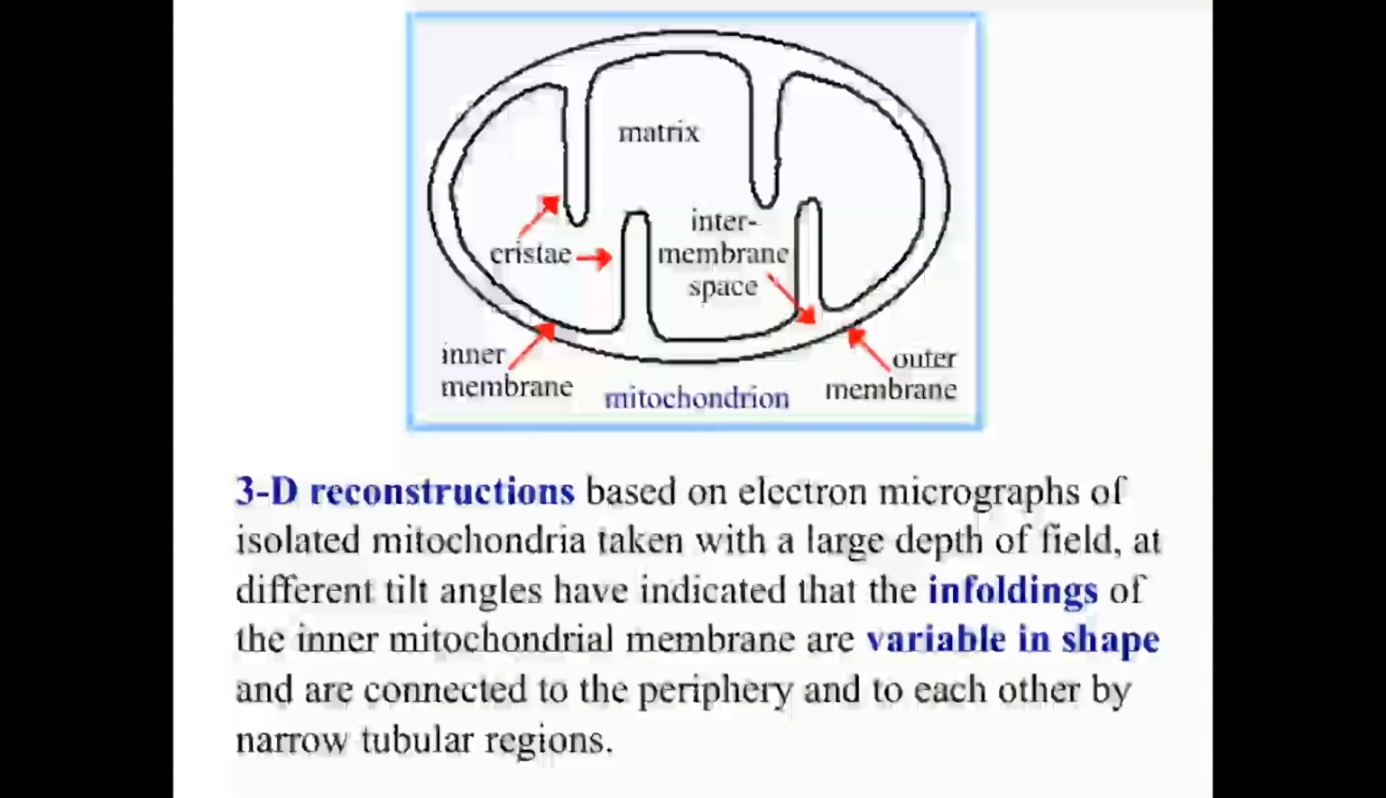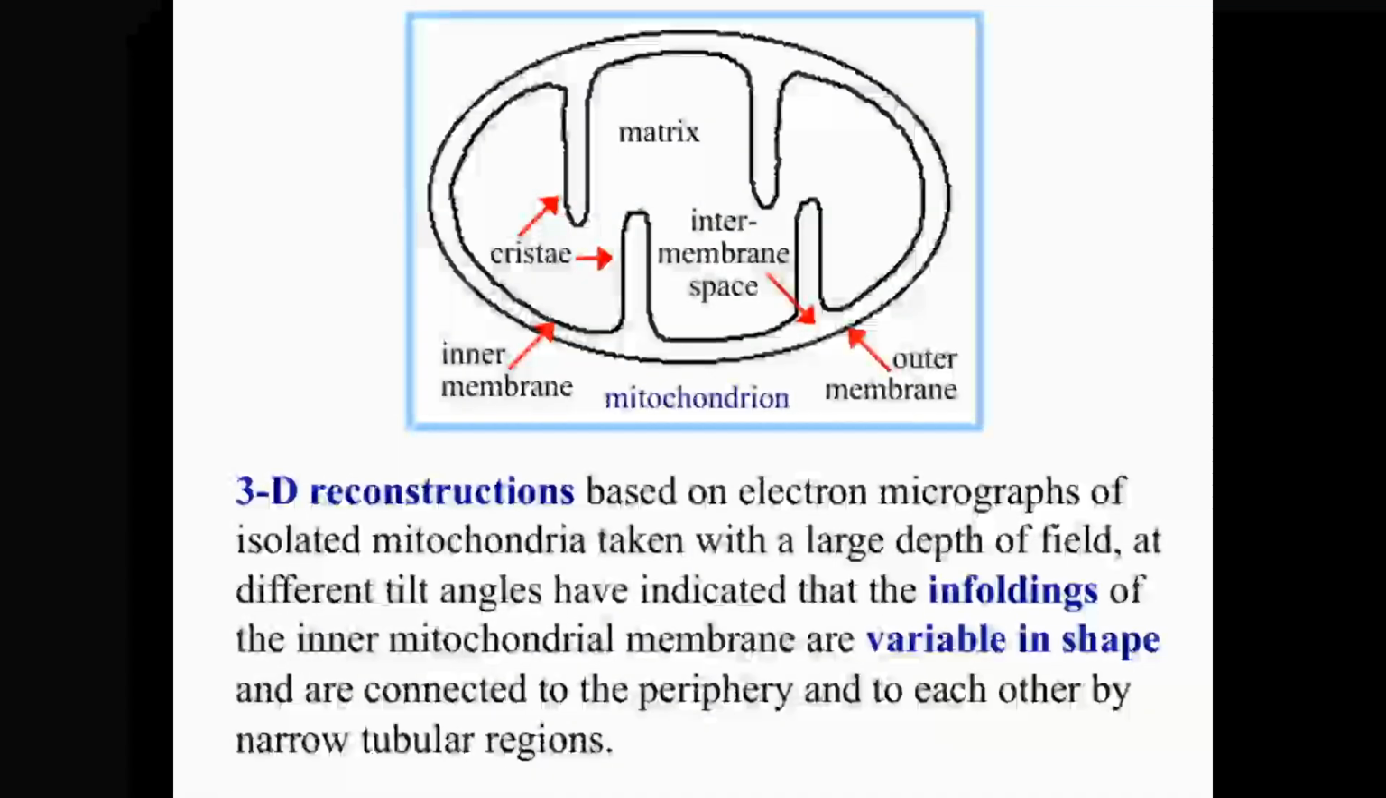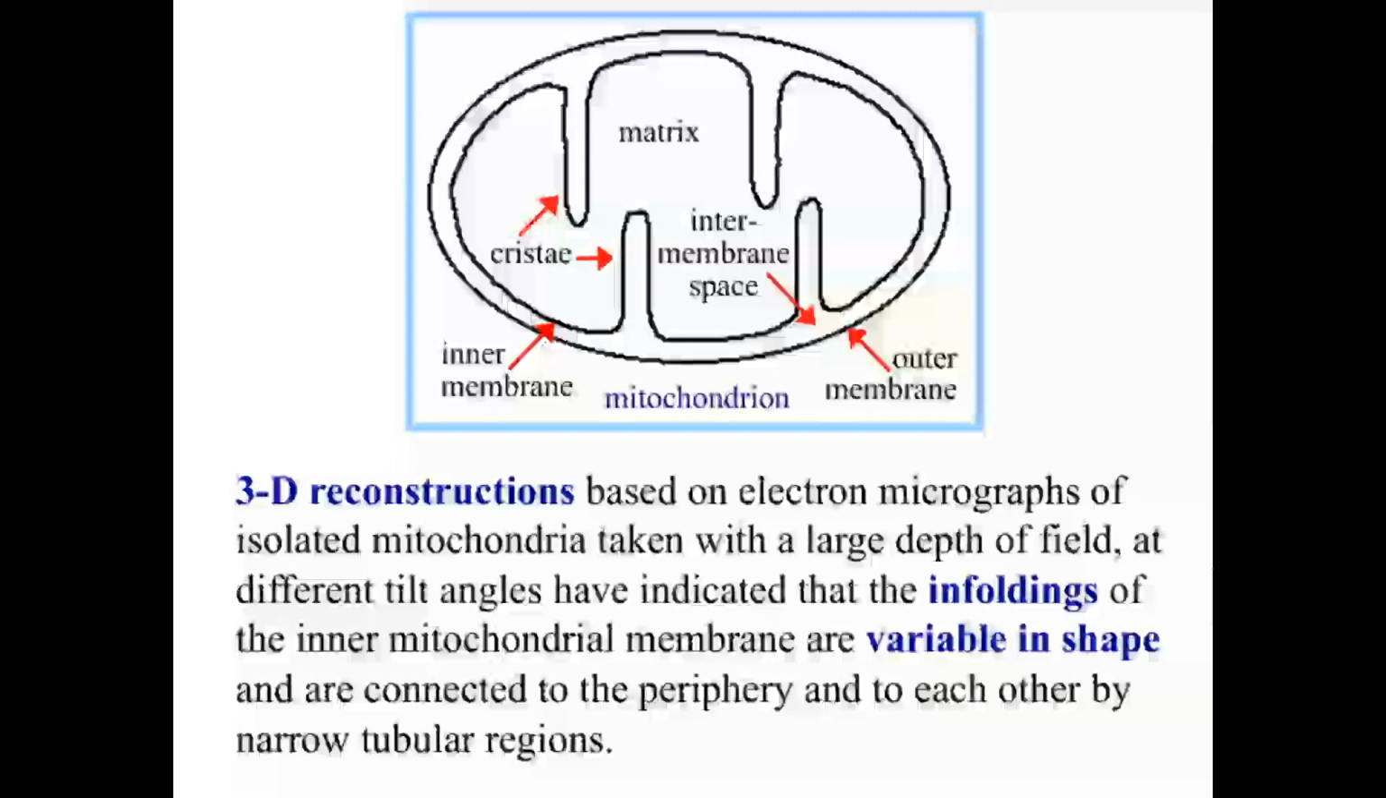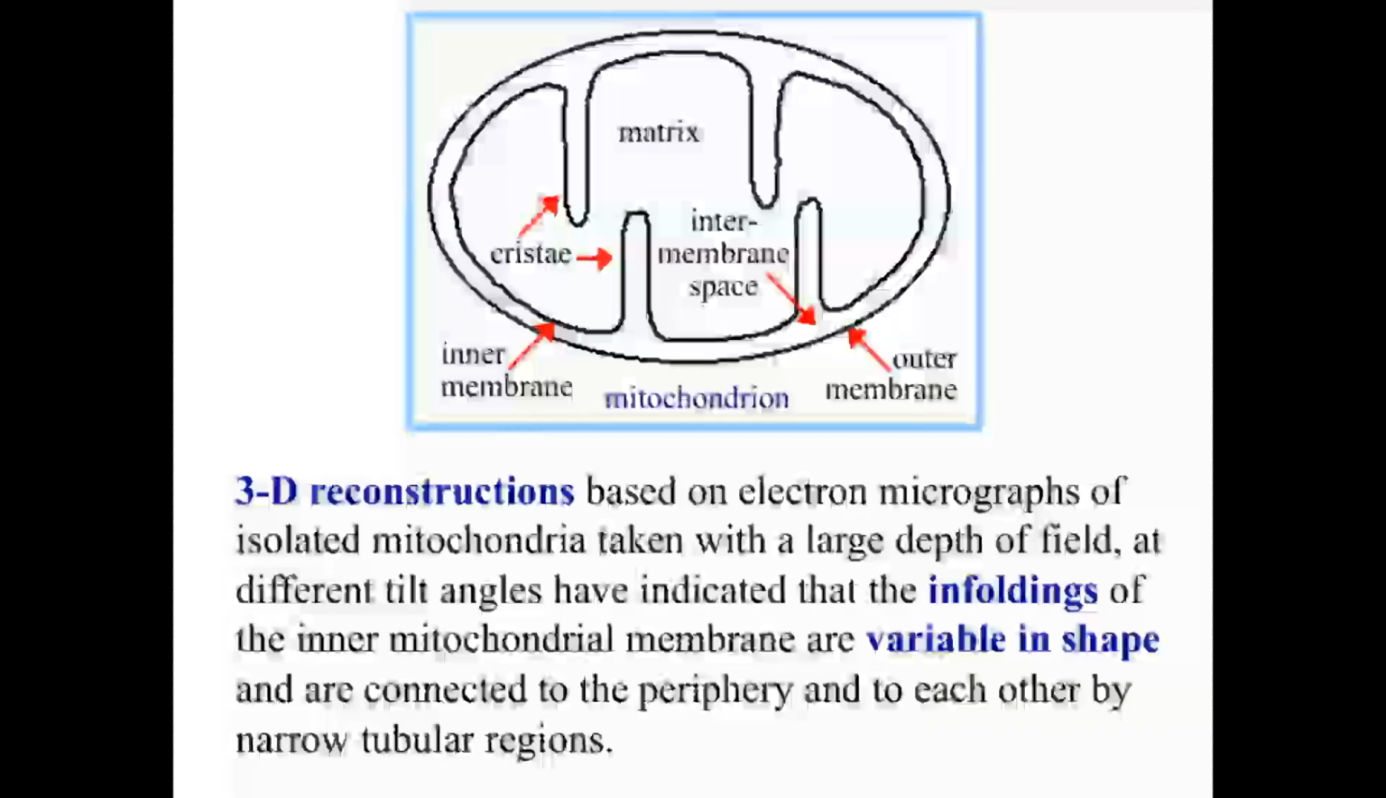Let's take a closer look at these 3D reconstructions based on electron micrographs of isolated mitochondria. These images were captured with a large depth of field, which means we can see the structures in greater detail across different angles. By tilting the mitochondria at various angles, we've been able to visualize the complex architecture of their inner membrane.